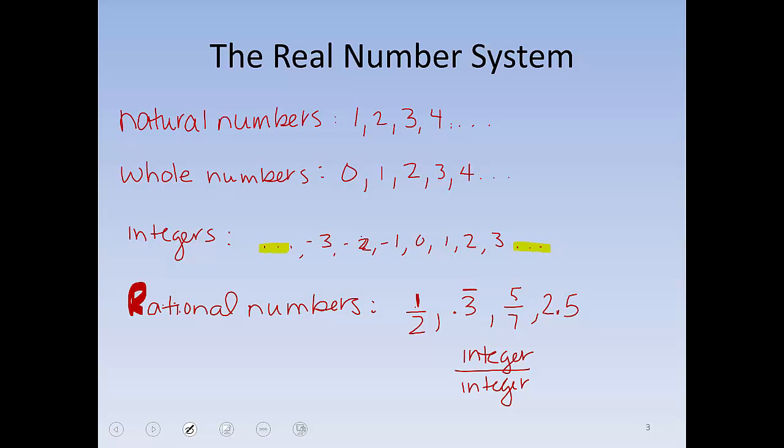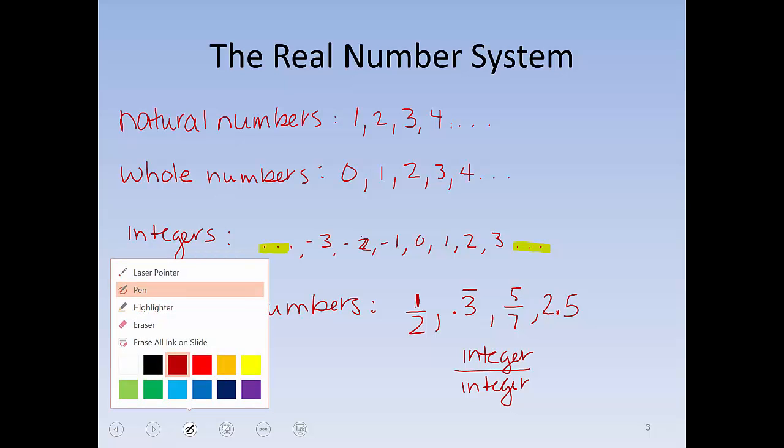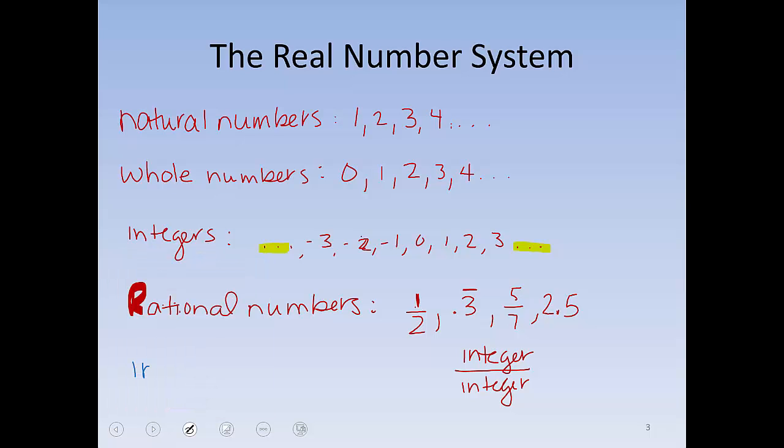Right. Now we have two more classifications. If numbers can be rational, then there must be numbers that could be considered irrational or not rational. And irrational numbers are numbers that cannot be written as a ratio of two integers. So these numbers are examples.